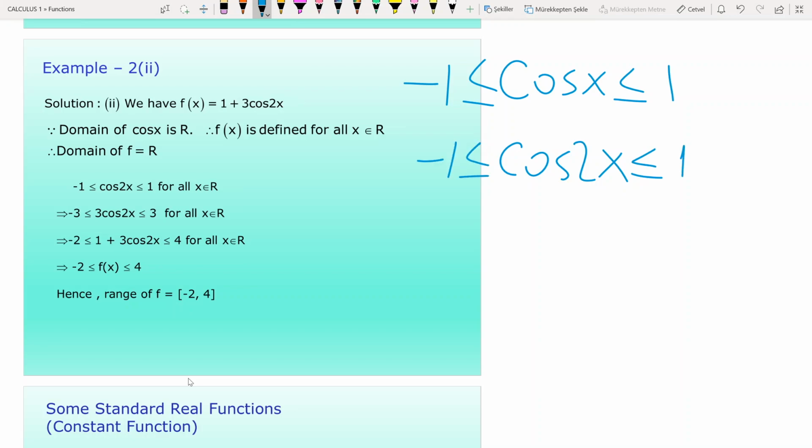So what about 3 times cosine 2x? Then you multiply each side of the inequalities by 3 for each x. Then you have 1 plus 3 cosine 2x. Then you add 1 to each side of the inequalities. Finally, you see that f of x is in between -2 and 4. It means the range of f is the closed interval -2, 4.